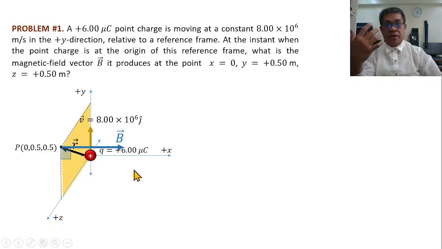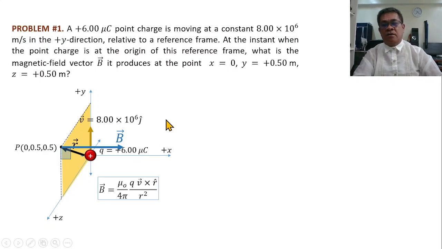So therefore, we have to present this with magnitude and direction. Okay, so the formula to be used is this one. The magnetic field is equal to mu naught over 4 pi q, the cross product of the velocity vector with the unit vector, divided by r squared. So in order to calculate this magnetic field, which we want to know, we need these values.